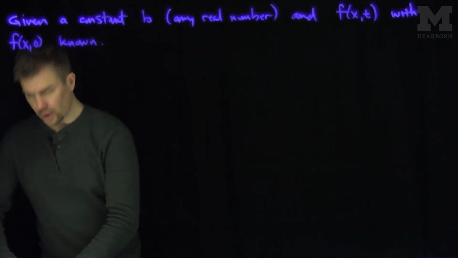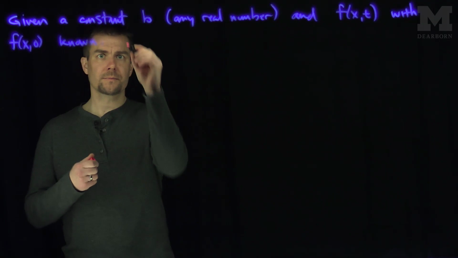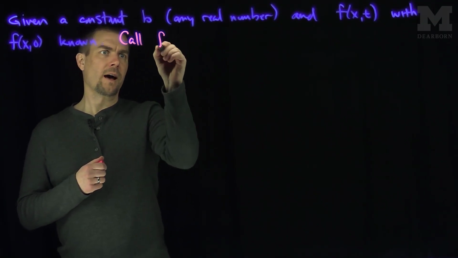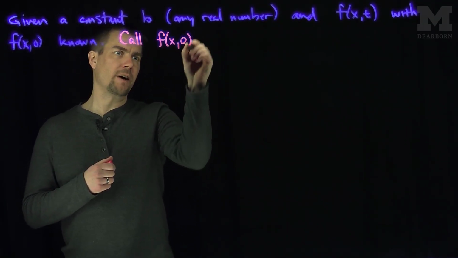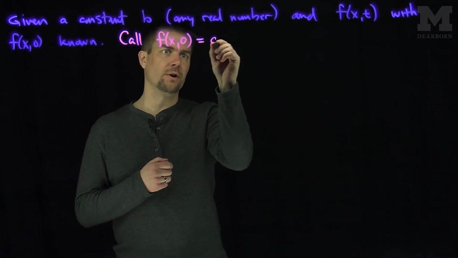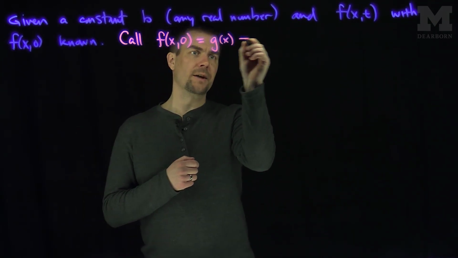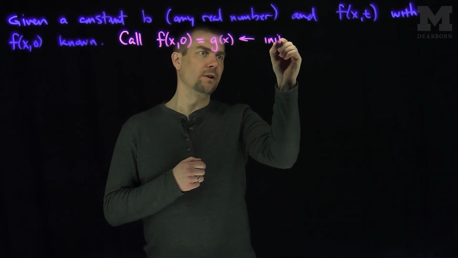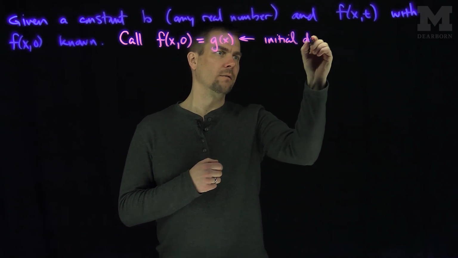So for completeness, let's call f of x, 0, this is just a function of x, there's no t in this, I'm just going to call this function g of x. This is going to be called my initial data, or initial profile.